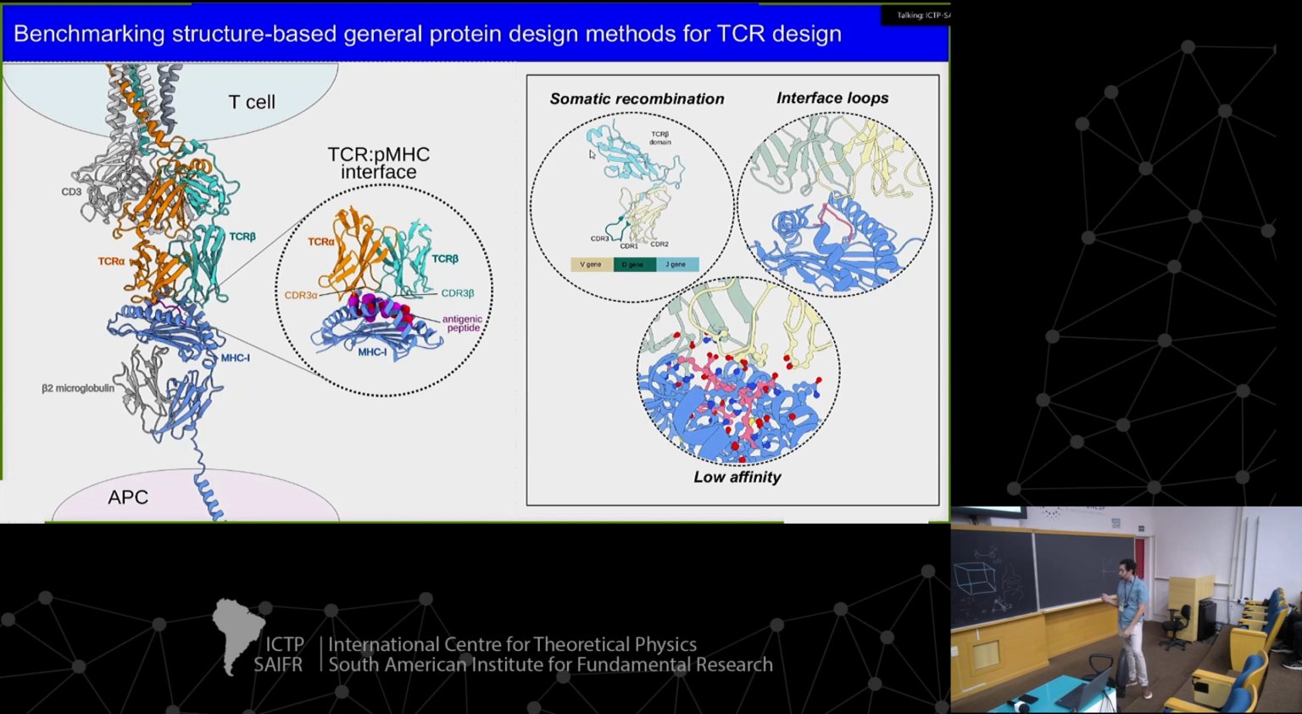But TCR is not a simple system. They come from a somatic recombination. It's composed by many loops. We have actually 3 loops per each chain. And naturally, this complex doesn't have a high affinity.